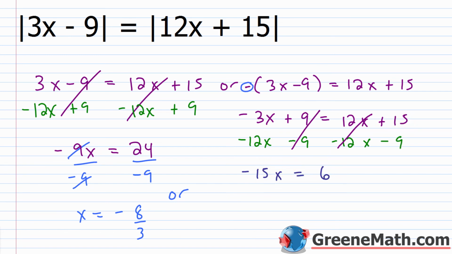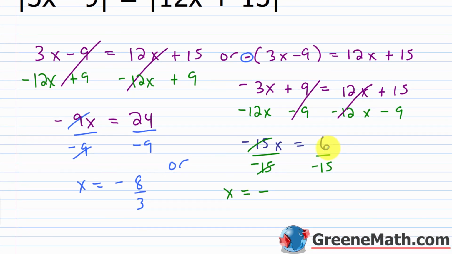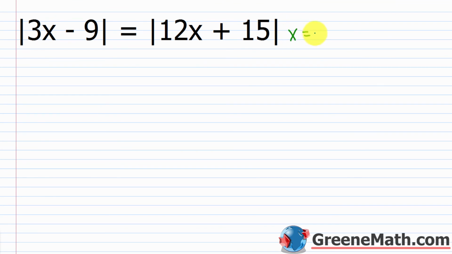Now, all I need to do is divide both sides by negative 15. This cancels with this, and I've got x is equal to, each is divisible by 3. I know it's negative. 6 divided by 3 is 2. 15 divided by 3 is 5. So this is negative 2/5. So x equals negative 8/3 or x equals negative 2/5. So let's write that up here. So again, x equals negative 2/5 or x equals negative 8/3. And again, in solution set notation, we can write this as negative 8/3, comma, negative 2/5 inside of some set braces.